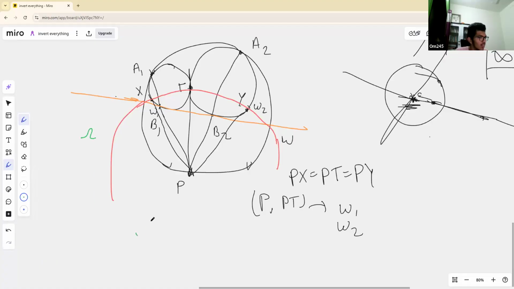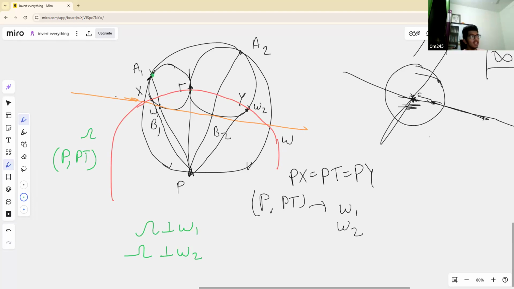Call this gamma. Then this gamma is orthogonal to omega 1. Gamma is orthogonal to omega 2 because gamma is basically the circle centered at P with radius PT, and because PT is tangent to omega 1, then PX and PY are also tangent. So that means we preserve omega 1 and omega 2.